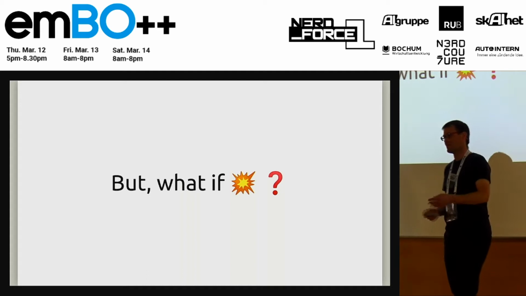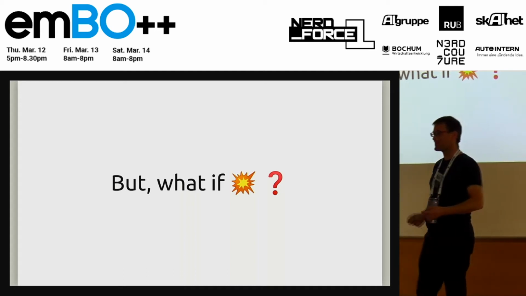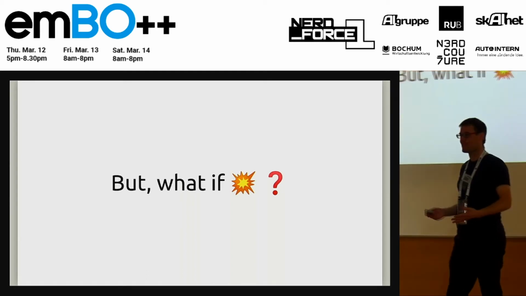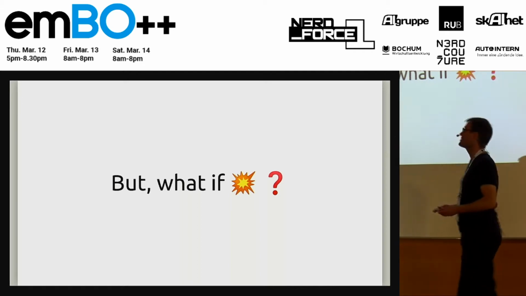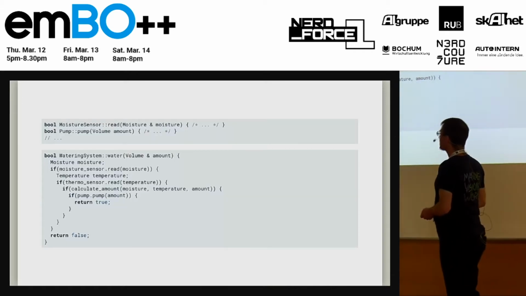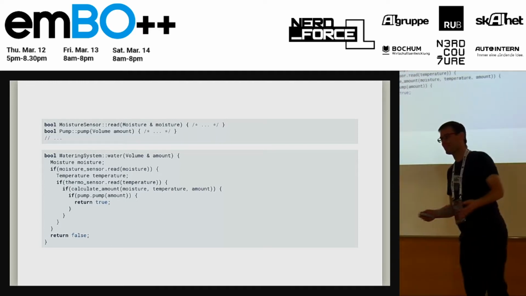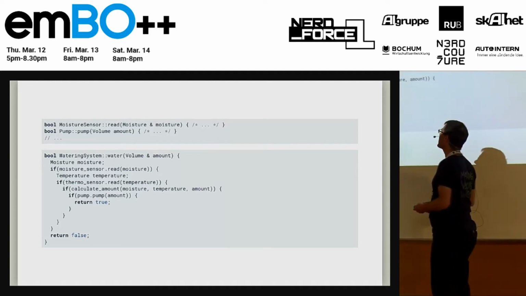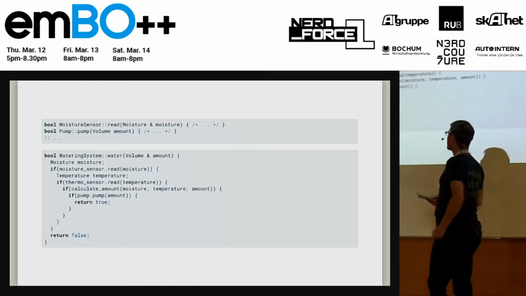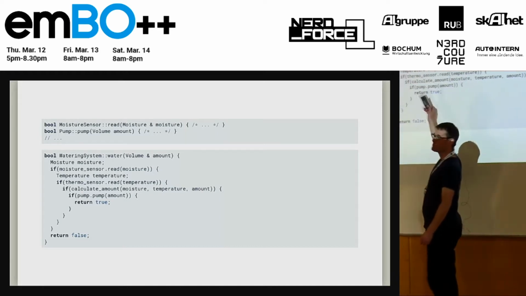But now all this reading out sensors, activating the pump, these are things that could go wrong. So we need to do something about that. And the patterns that I normally see in code at places that I work, one pattern is this arrow pattern.